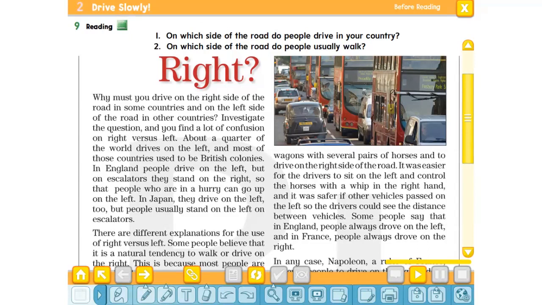Investigate the question, and you find a lot of confusion. What does confusion mean?